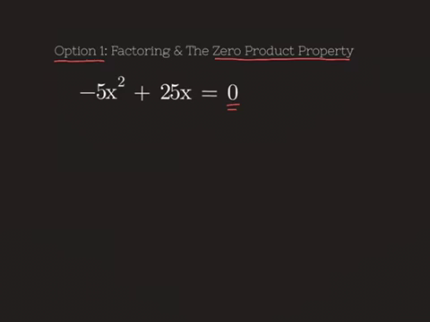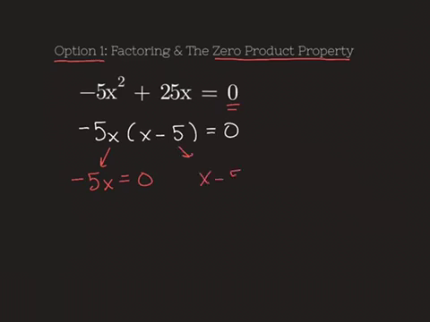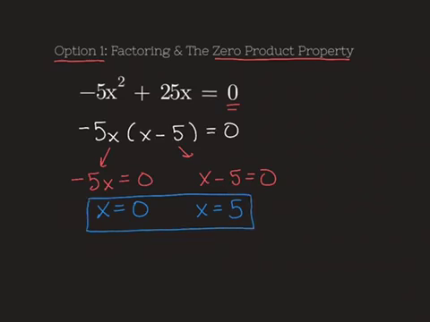So I'm going to start by factoring out a GCF here, which would be a negative 5x, and that will leave me with x minus 5 equals 0. So either this negative 5x is the 0, or this x minus 5 is the 0. If I solve the first one, I get x is equal to 0, and if I solve the second one, I get x is equal to 5. And those are my two solutions using factoring and the zero product property.